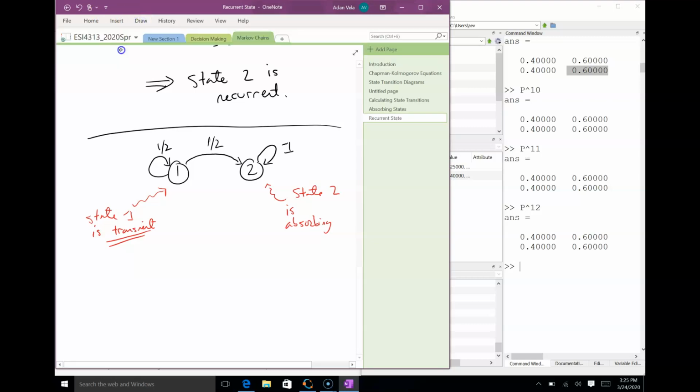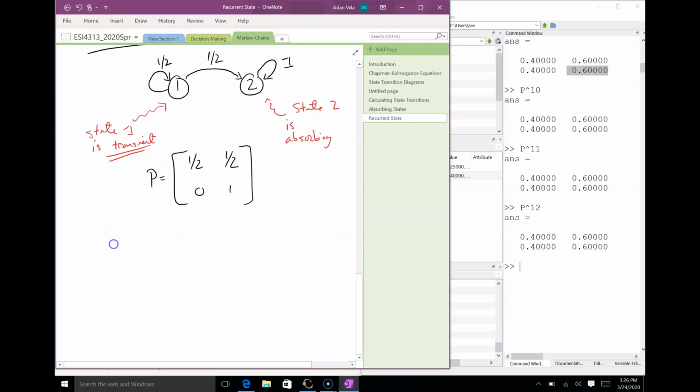We'll do it numerically and show it. Okay, so our P matrix here is going to be 1/2, 1/2, 0, and 1. So again, for state 1, we're going to take the sum from n equals 1 to infinity of P to the n, and we're going to pull out the 1 term.